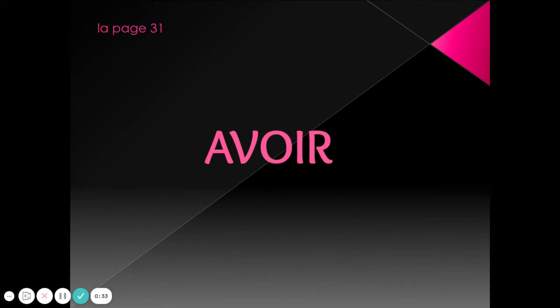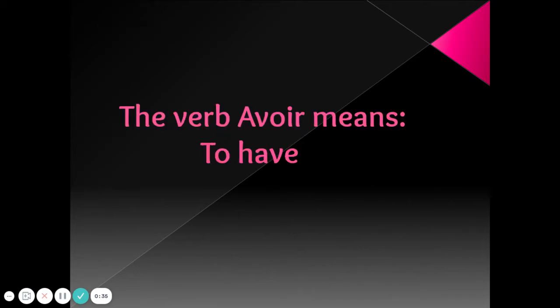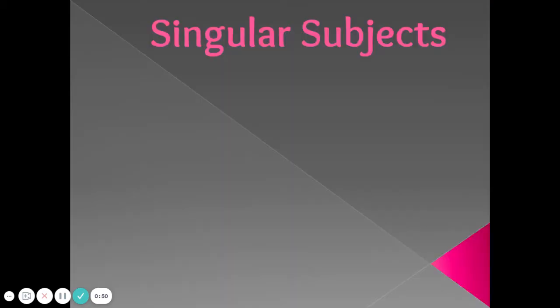So on page 31, you see avoir at the top. So don't forget, avoir means to have. Être was to be. Avoir is to have. So talking about family during this unit, you have a brother, you have a cat. So to have. So the singular side of your chart, your je, tu, il, elle, you have your forms.